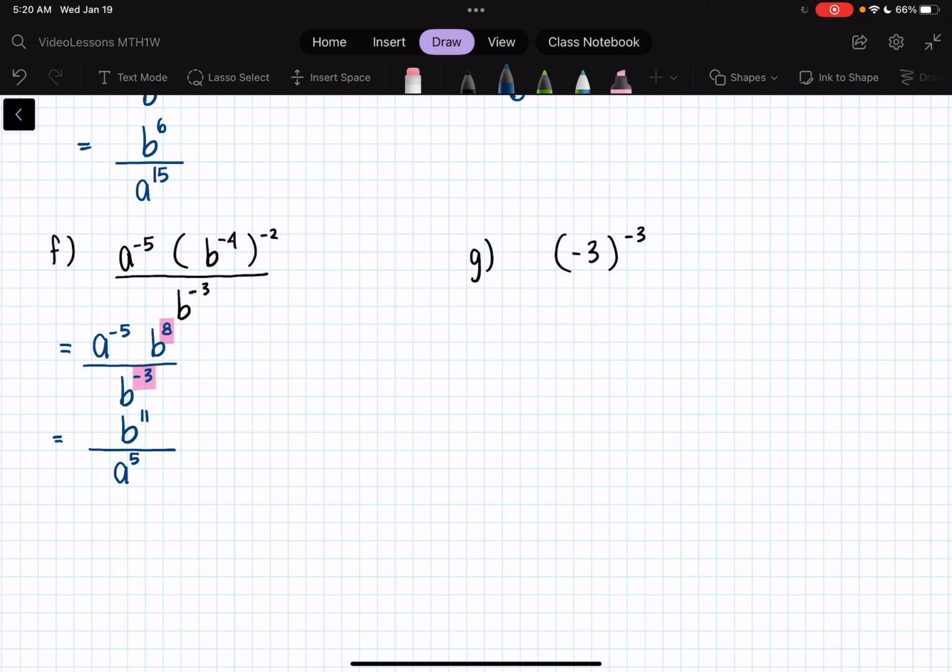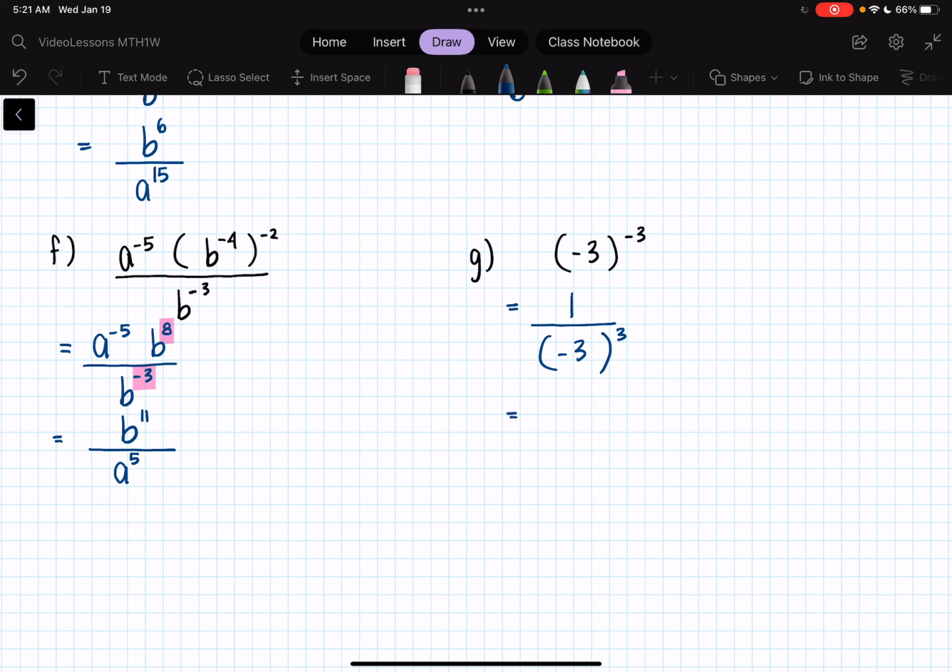Okay, so here we have the base is actually negative 3, okay? So we are saying negative 3 all to the power of negative 3. So it's a negative exponent, so we bring the base down here. Notice the base can't become positive, all right? The base does not change its sign. It's the exponent that changes the sign, okay?